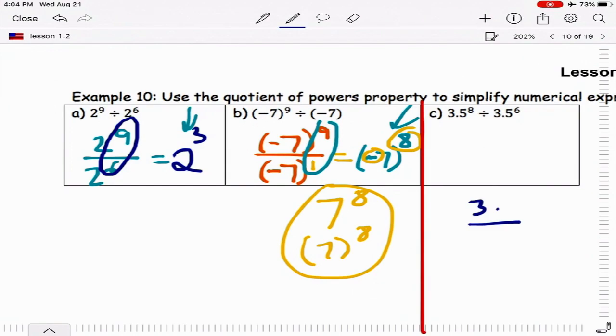Okay, letter C. I'll write it as a fraction first. 3.5 to the 8th power over 3.5 to the 6th power.